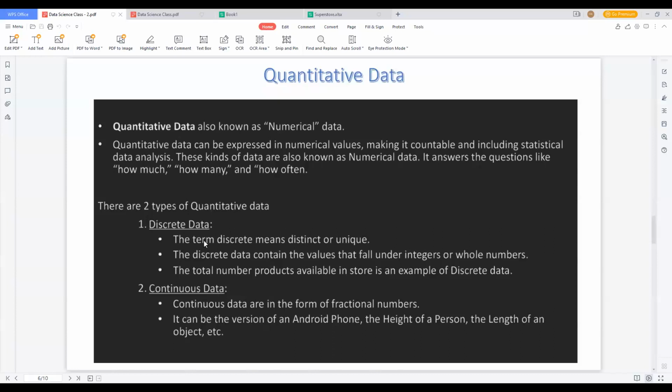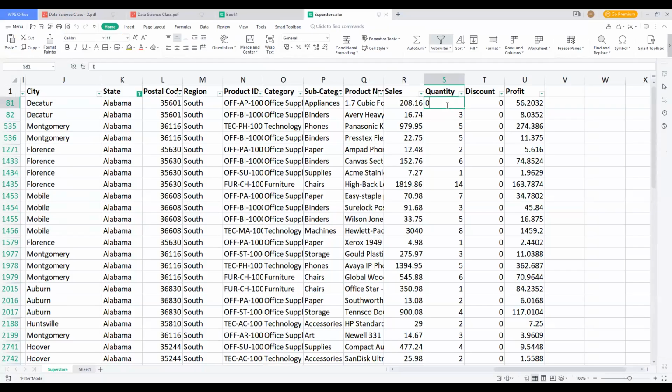In the discrete case, we just count the data. There is no relation between product and product, but how many units of the product are available in your store is discrete data, because the count is discrete, right? I have 10 products, or I have 100 units of the product. So this is at the discrete level, right?